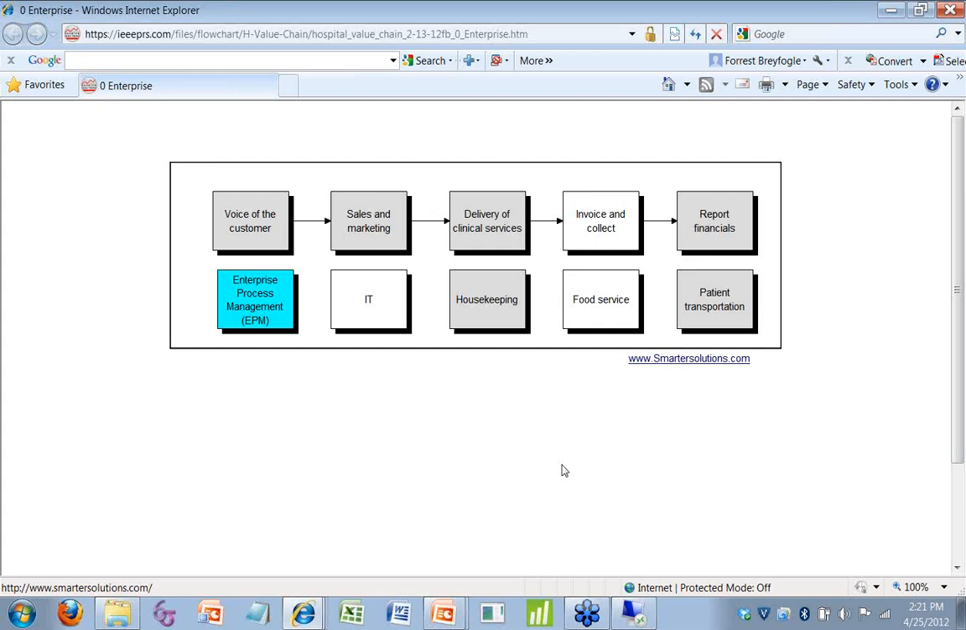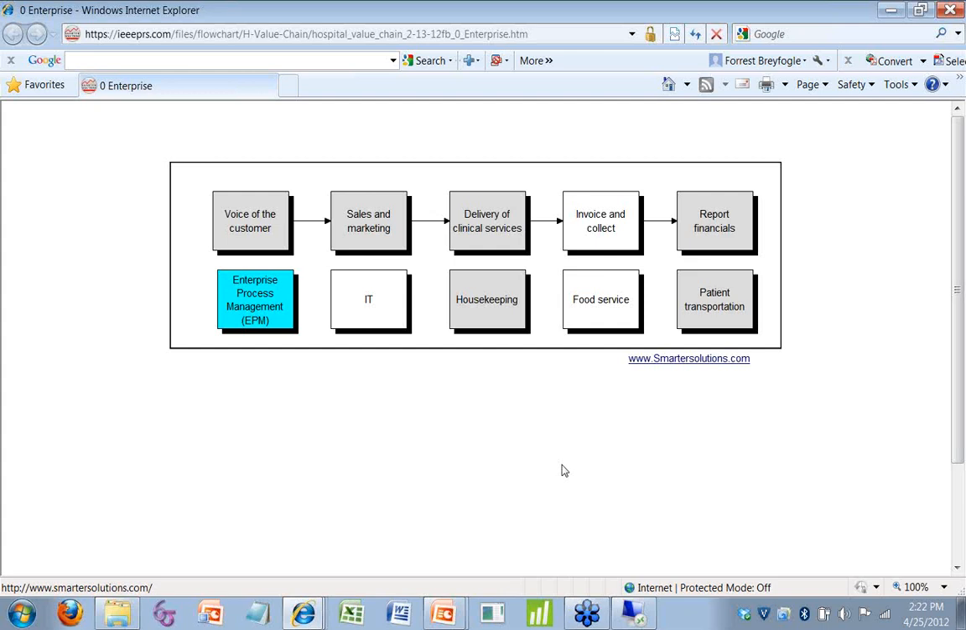The box in the lower left-hand corner I will describe a little bit later. So let's look at the boxes at the top. We're talking about first getting voice of the customer. Hospitals have sales and marketing efforts. They also then have clinical services. They invoice and collect. Then they report their financials. You also have support groups. You've got IT, housekeeping, food service, patient transportation. So those are support groups that I'm considering in this assessment. But the boxes at the top represent somewhat the main flow of the functions of the hospital.